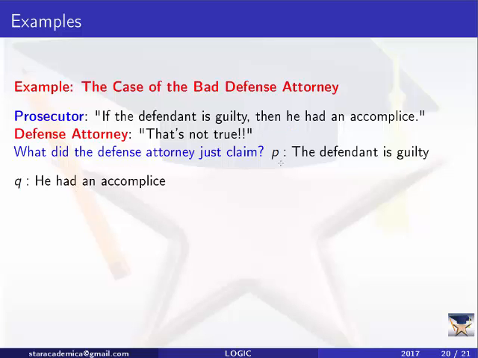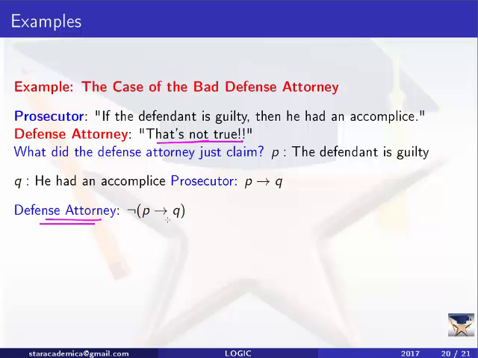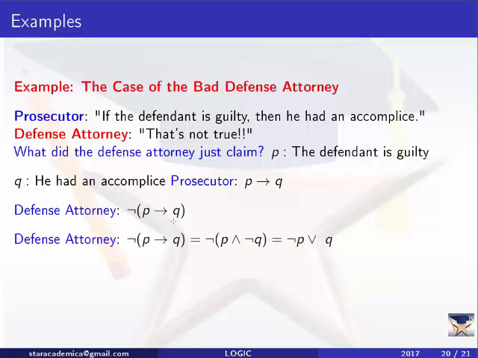Let's see. First, let P be the proposition that the defendant is guilty, and Q be the proposition that he had an accomplice. What does the prosecutor say? He says that P implies Q. And what does the defense attorney say? He says no, it's not P implies Q. It just says it's not true. So it's not true that P implies Q. What's the meaning of not (P implies Q)?